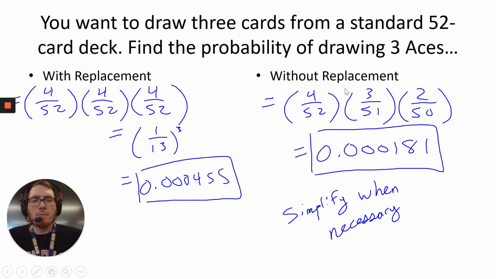If I ask the same question but without replacement, I start with the same 4 out of 52. So I got 52 cards. One of them is an ace, so I'm looking at it. But then I put that card off to the side. Now you look at the deck, shuffle it, but there's only 51 cards left.